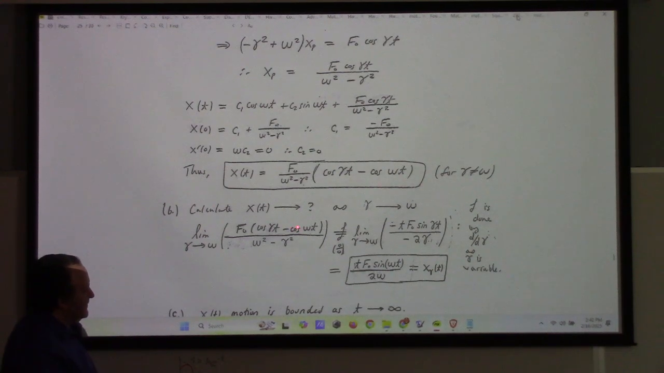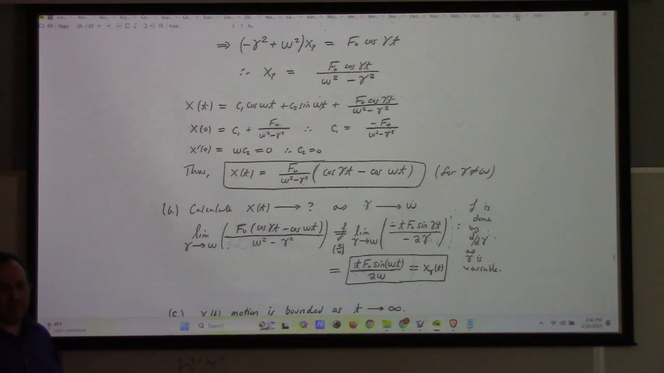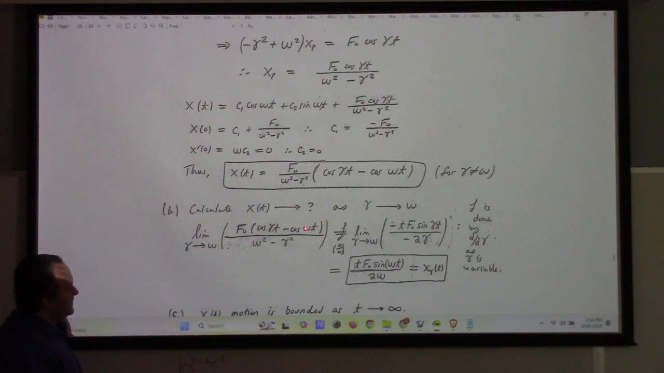Differentiate this thing with respect to what? What am I differentiating with respect to? Not t, right? I don't differentiate with respect to t here. What's the variable? Gamma. Gamma is the variable. So I'm taking the derivative with respect to gamma, and when I do that, let's see here what happens. This piece drops out. We just get minus t F naught.